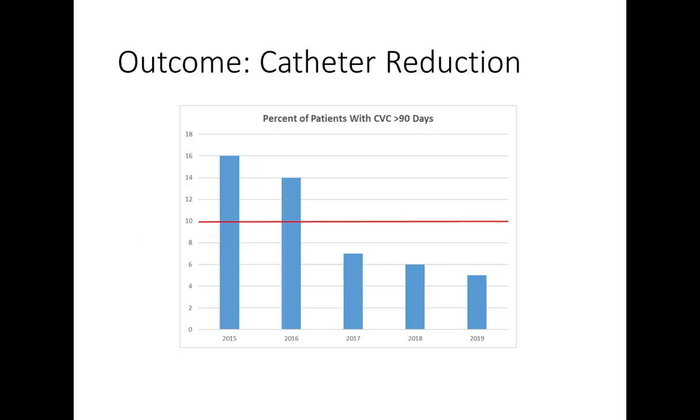Next slide, please. So here's where we're at. In 2015, as you remember, we were well over 15% patients with catheters in greater than 90 days. 2016 was really when we put everything into place, learned from our lessons and implemented everything. And by 2017, we have been able to sustain CVC rates greater than 90 days for over 3 years at this point in time. Next slide, please.